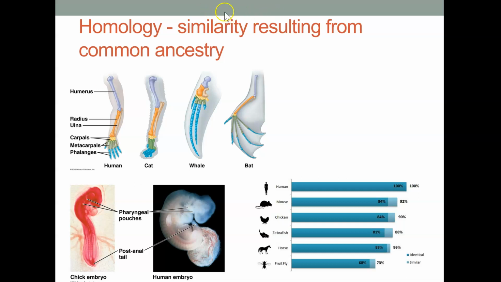And then this is pretty wild. In terms of our genes, 84% of our genes are identical to a mouse. So we're 84% related to a mouse. We're 84% related to a chicken. Who knew? And then we can get really low down at fruit flies. 68% of our genes are identical to a fruit fly. I think that's pretty incredible.